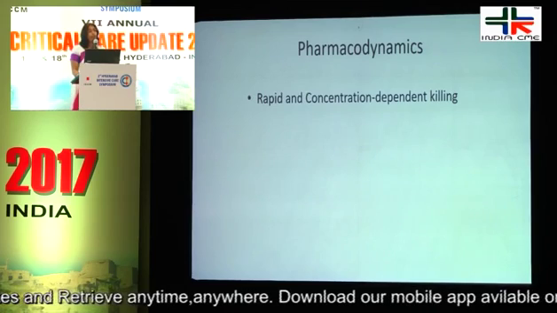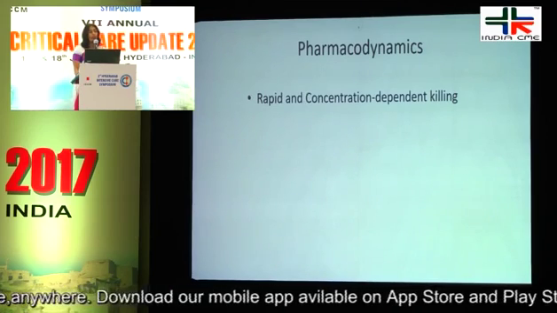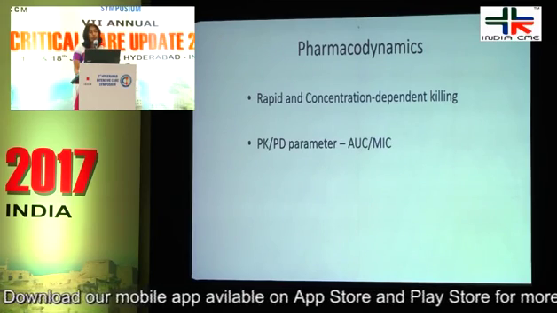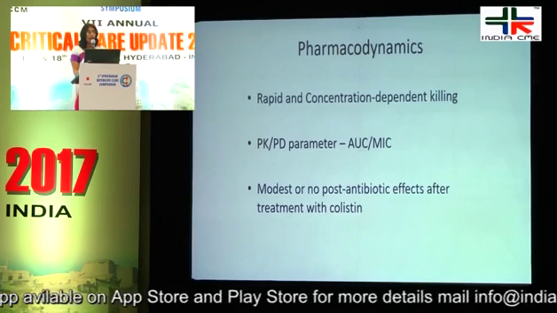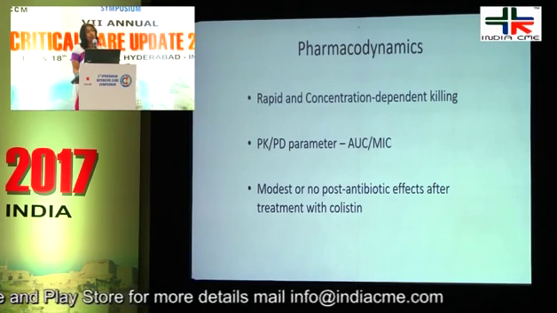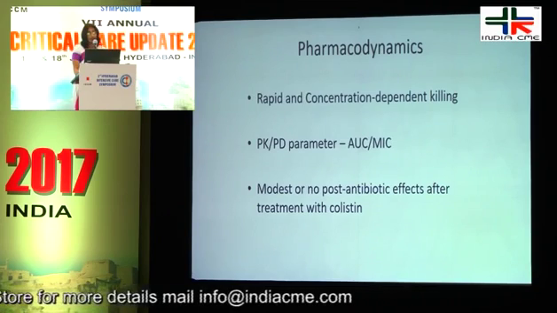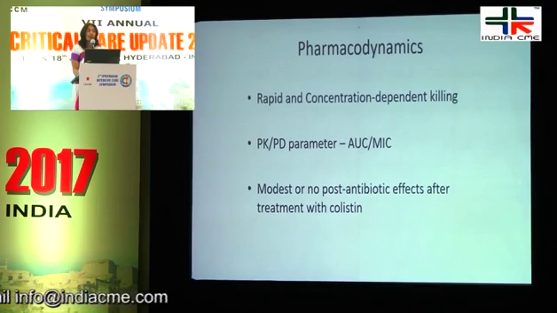Coming to the pharmacokinetics, both polymyxin B and E have a rapid onset of action, have concentration dependent killing, and the PK/PD parameter that best describes these is AUC by MIC. But we should also note that these antibiotics have modest or no post-antibiotic effects. And especially colistin has a very short half-life. It has a half-life of about 4 hours.